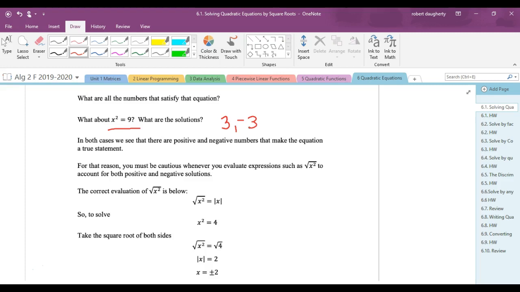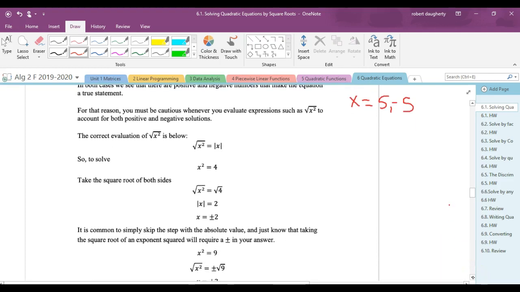Same thing if I had x squared equals 25. What two numbers make that true? 5 and negative 5. Okay. So instinctively, you know that there are two answers to that problem. So here's where you've got to take some care and caution in solving things with square roots.